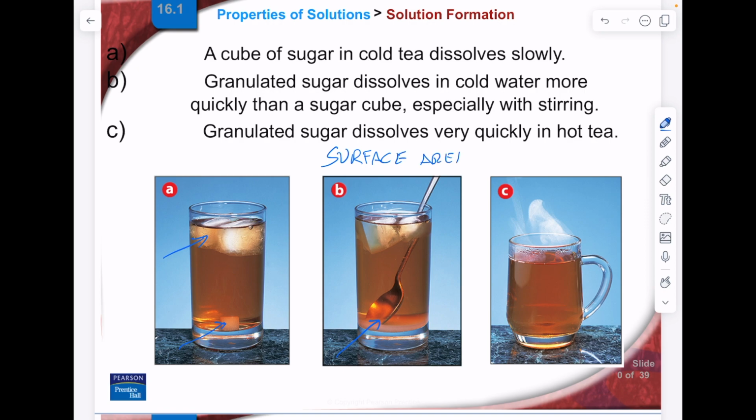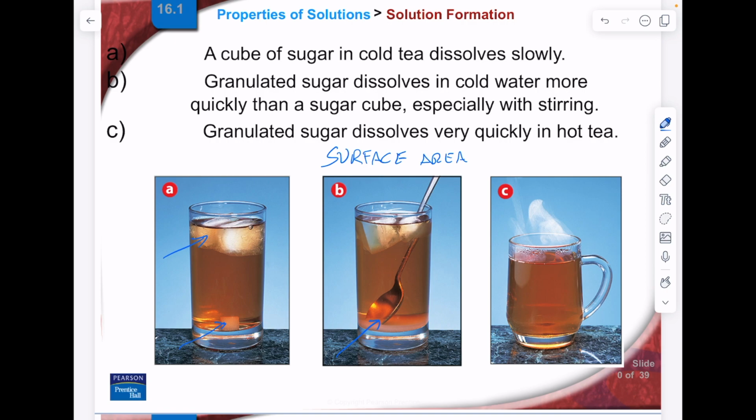And of course, the greater the surface area, the more collisions you're going to have between the water molecules and the grains of sugar, which are also molecules. If you were dissolving salt in water, your particles would be ions of sodium and chlorine instead of molecules.